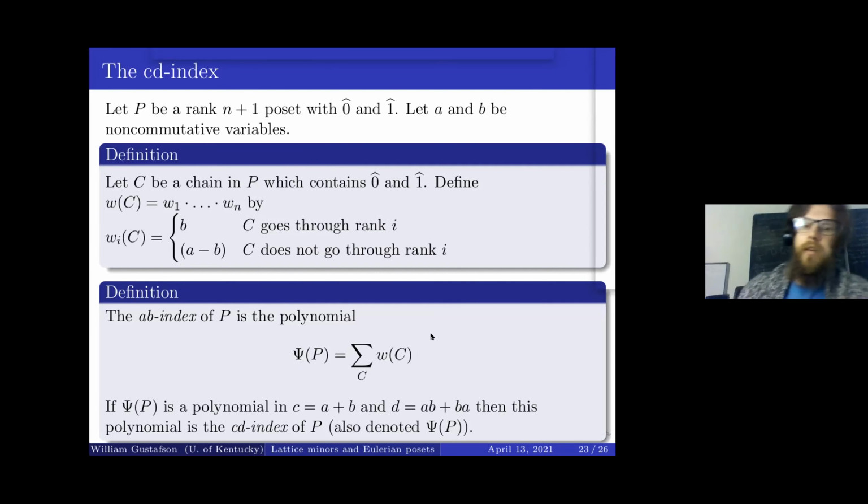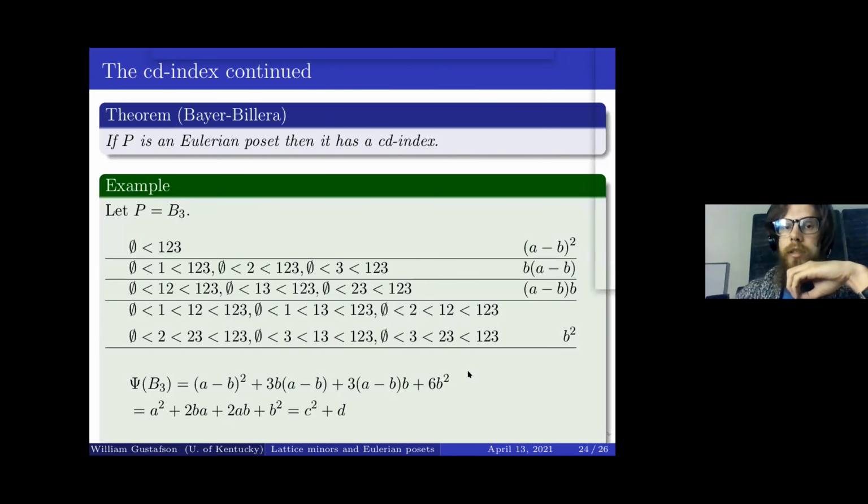The CD index is a transformation of variables, yes. So we let C equal A plus B, D equal AB plus BA. And if we can rewrite this polynomial in terms of C and D, then that's the CD index of the poset. It's not always possible to do that. It's kind of a special thing. It's pretty easy to find posets that don't have a CD index. But okay, a theorem of Baron-Bellers states that if your poset is Eulerian, then it does have a CD index.